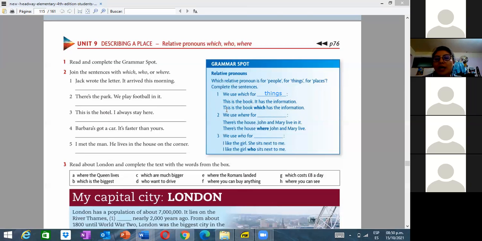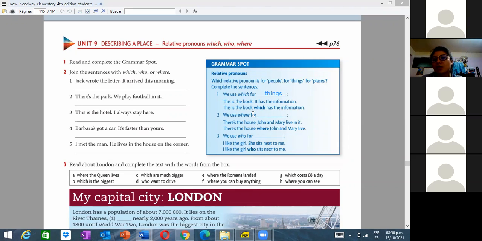So we have here below only one, right? And that's why we have to use this relative to join the sentence. In that case, talking about a thing, we have book, the example. Let's have a look at the sentence. This is the book which has the information, ¿no? Entonces, entiende que ya tenemos un ejemplo bastante claro de cuál es el objetivo del which, ¿no?